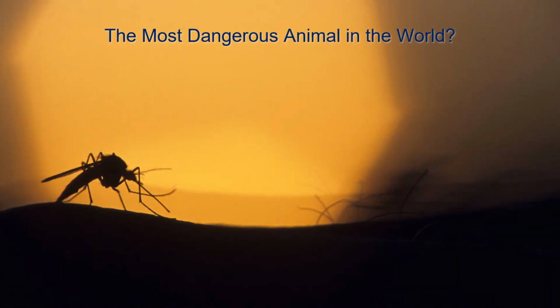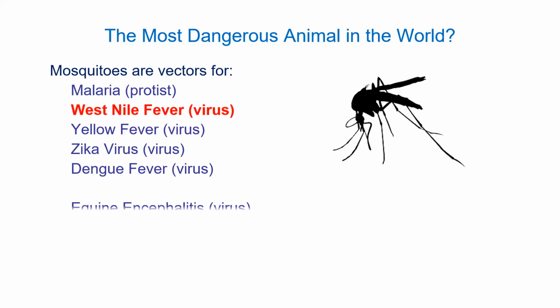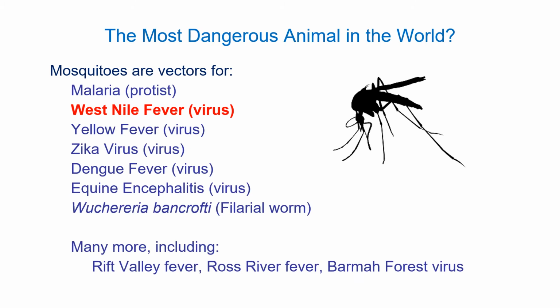So let's talk about the most dangerous animal in the world, the mosquito. Why is it so dangerous? Mosquitoes are killing people all over the world, particularly if you look at malaria. It kills a child every 45 seconds. So what diseases are we talking about? Many, many diseases. Here are just a few.